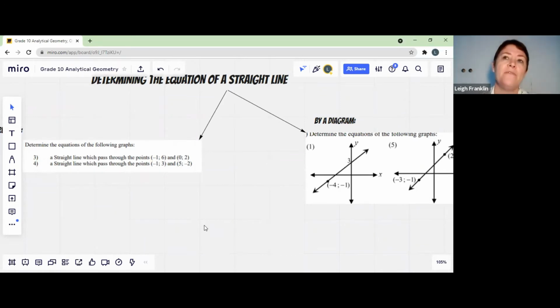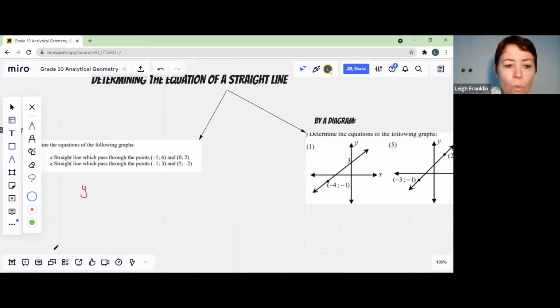What information have they given us? So in number 3 here, what information do we have? Correct, Phoebe. They've given us x and y values. So they've given us 2 coordinates, okay? The x and y coordinates at one point, and the x and y coordinates at another point.